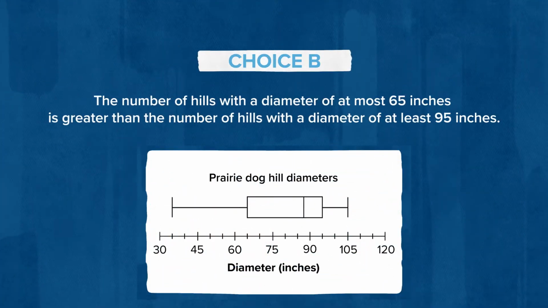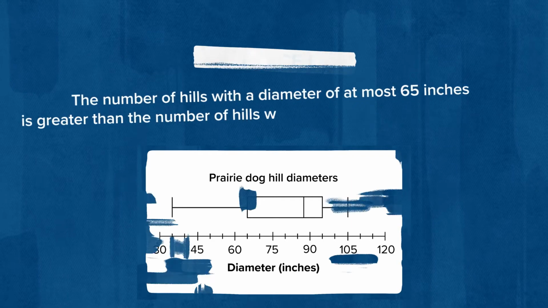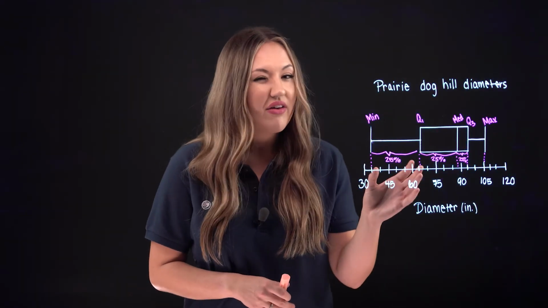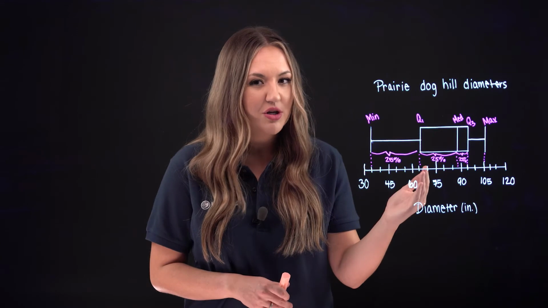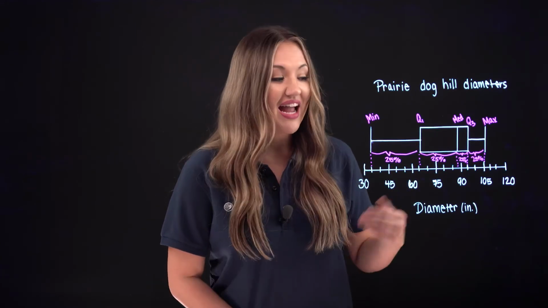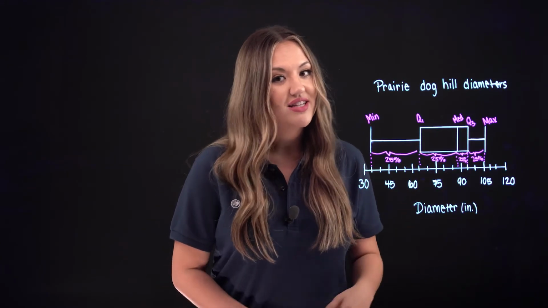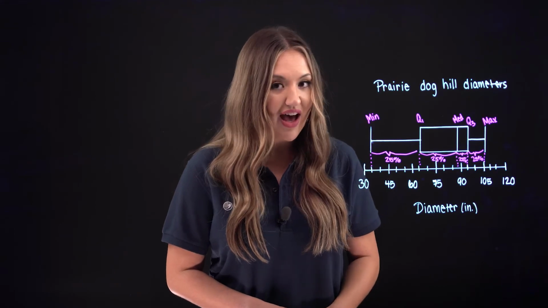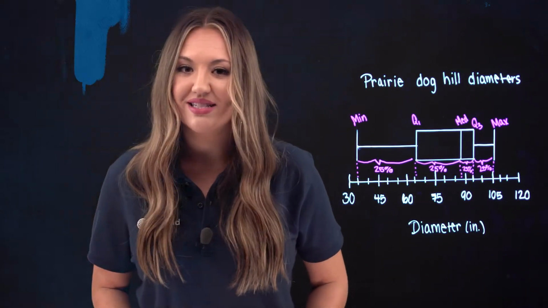Choice B says the number of hills with a diameter of at most 65 inches is greater than the number of hills with a diameter of at least 95 inches. So we've already identified that 25% of the hills have a diameter of at most 65 inches, and we can see that about 25% of the hills have a diameter greater than 95. So they're equal, and choice B is incorrect.